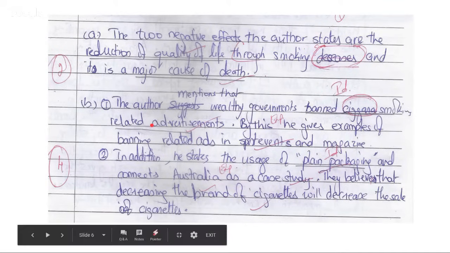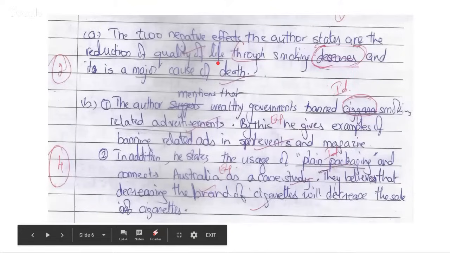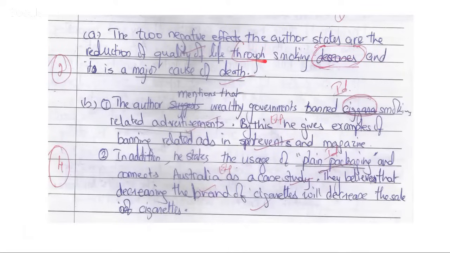So question A asked about 2 negative effects of smoking. Over here, I've just read the answer: the 2 negative effects the author states are the reduction of quality of life through smoking, and that it is a major cause of death. Number 1, you can see, this didn't make sense, and it's kind of true, but if you put the grammar aside for a second, you can see here that reduction of quality of life is underlined, and major cause of death is underlined too.